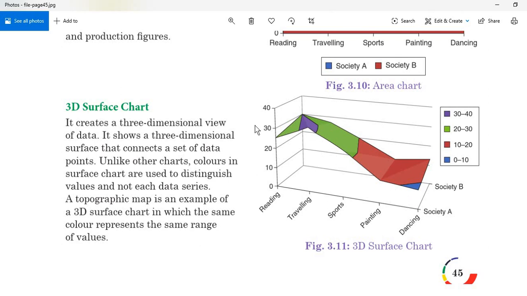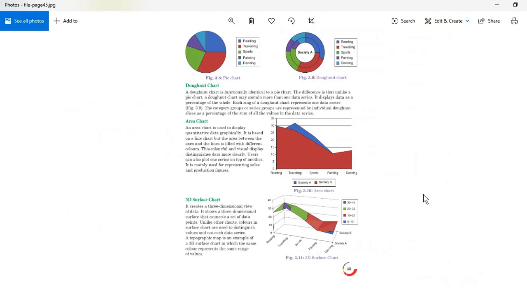The line has gone for society A, the next line has gone for society B. Now this represents the data, not the data series. A topographic map is an example of a 3D surface chart, in which the same color represents the same range of values. Okay, the topographic map.